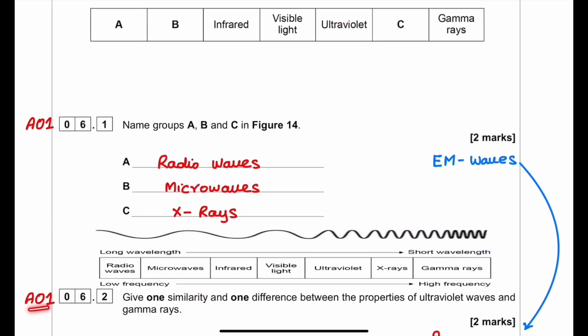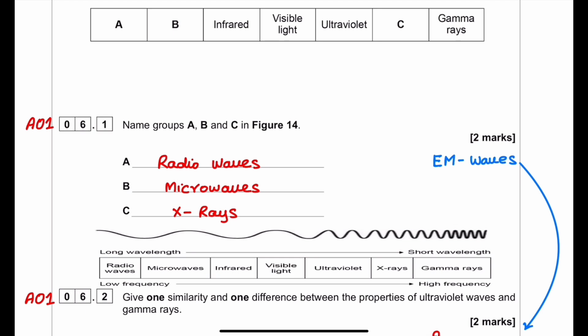6.2 is an AO1 question, and this question is again from the topic of electromagnetic waves. Give one similarity and one difference between the properties of ultraviolet waves and gamma rays. If we look into ultraviolet waves and gamma rays, we can see both the rays are from the EM spectrum. As both of them are from the EM spectrum, they have the same speed. Both can travel through a vacuum and both can transfer energy from one place to another. And both of the waves in the electromagnetic spectrum are transverse waves.